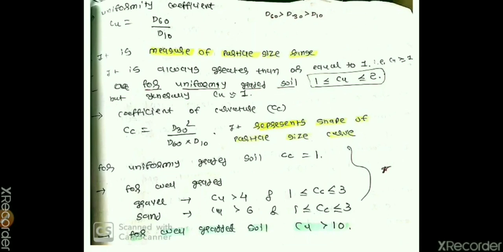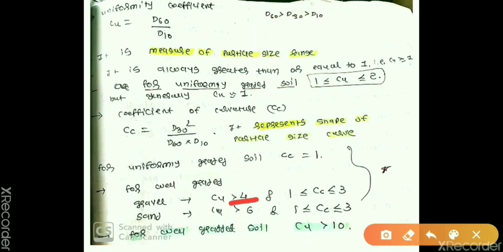For a uniformly graded soil, Cu is between 1 and 2, and generally Cu is greater than 1. For the uniformly graded soil, Cc is 1. Now for a well graded soil, if Cu is greater than 4 and Cc is between 1 and 3, then it is gravel. If Cu is greater than 6 and Cc is between 1 and 3, then it is sand.